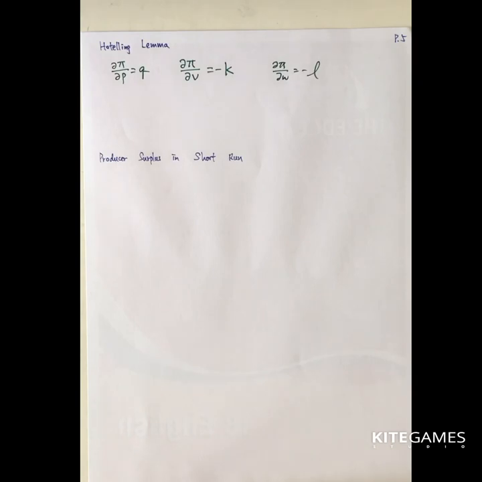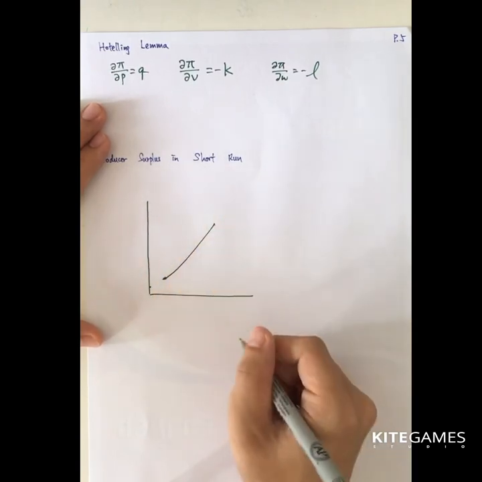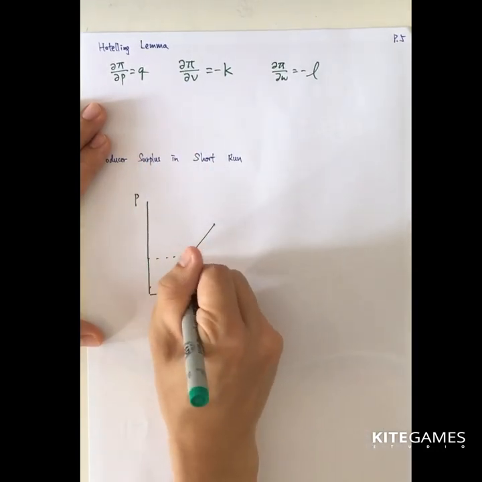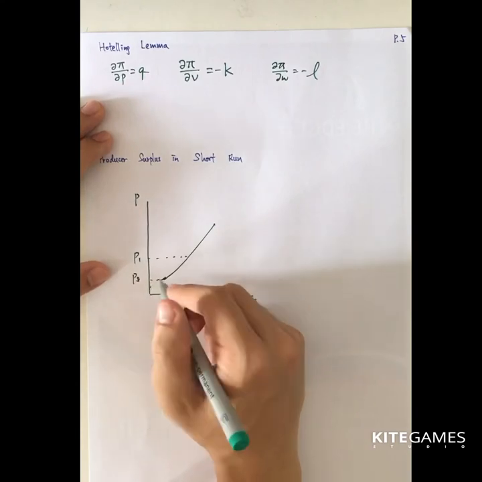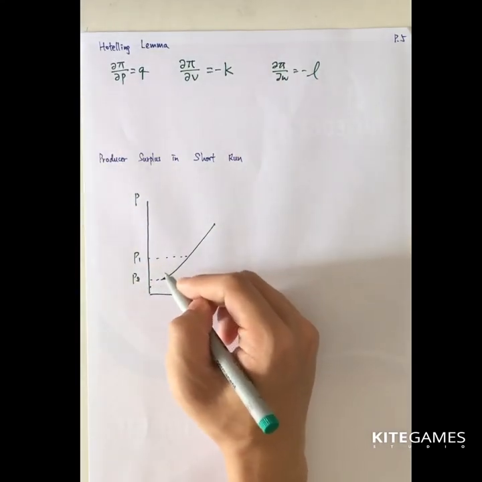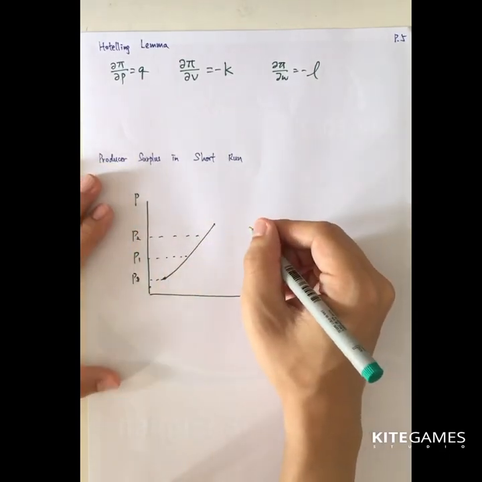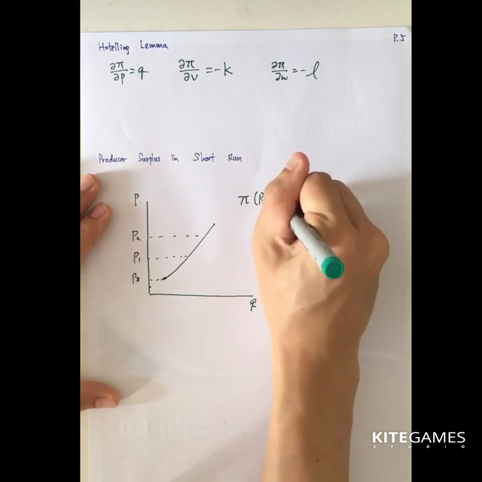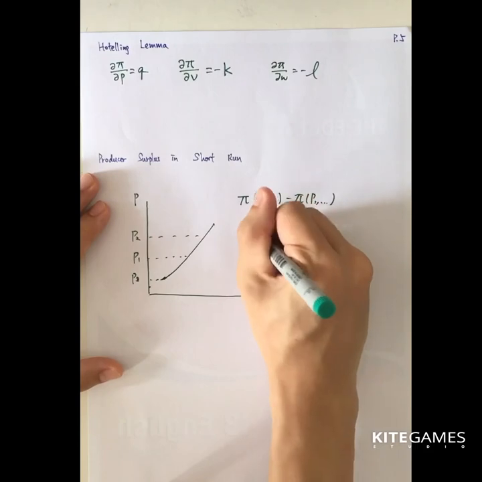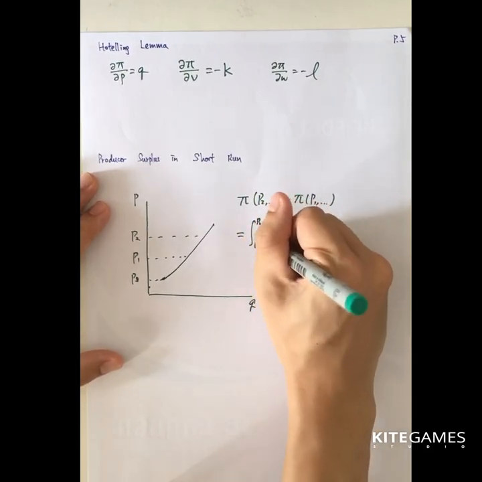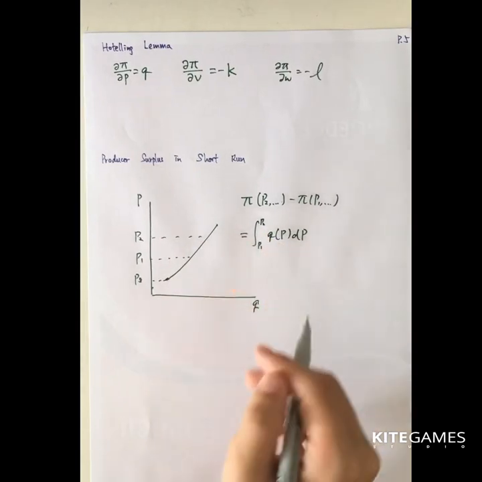Then we talk about the producer surplus in the short run. For the producer surplus, say you have an upward sloping supply curve. The producer surplus at P1 is this area. Ps is the shutdown point price. So the producer surplus is this trapezoid. Say now the price increases to P2. The welfare gain for the producer is equal to the profit at P2 minus the profit at P1. This is equal to the integral from P1 to P2 of the supply function dP. So this is just this area.